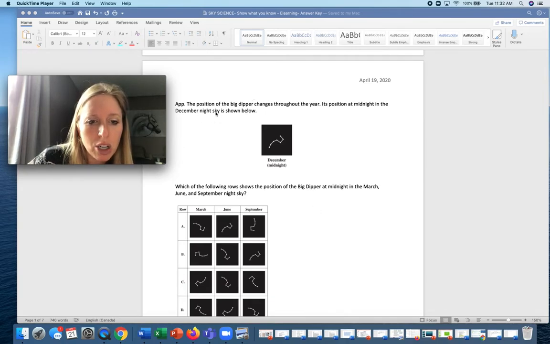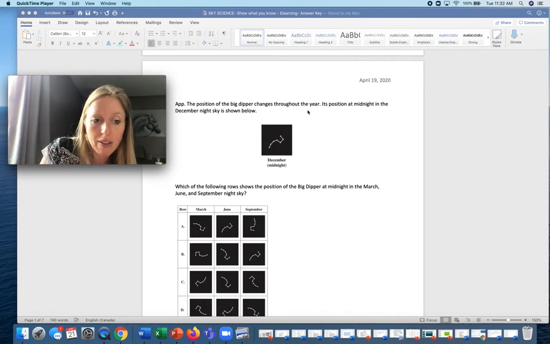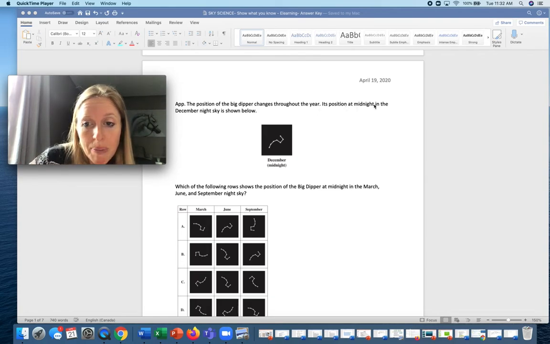This is an application question. The position of the Big Dipper changes throughout the year. So now we're talking about a yearly rotation rather than just over the span of a night. Its position at midnight in the December sky is shown below. Which of the following rows shows the position of the Big Dipper at midnight in March? Remember, rows go across. Here's row A, B, C, showing March, then June, and then September.